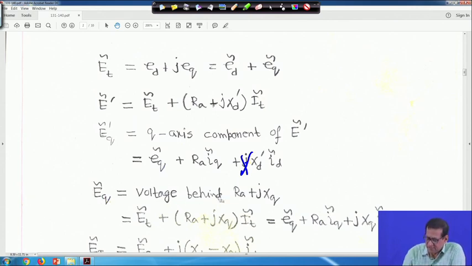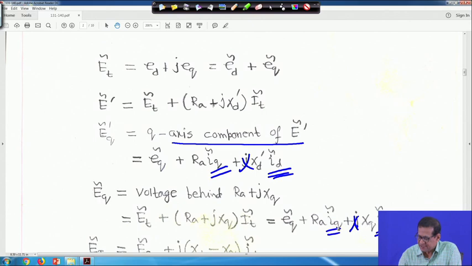Now, E_q tilde is equal to the voltage behind R_A plus j x_q. So, here also one j should not be there, it is E_t tilde plus (R_A plus j x_q) I_t. So, R_A, the q axis component, E_q tilde, R_A I_q plus j x_d I_d tilde, right. And similarly, E_q tilde, voltage behind R_A plus j x_q, is E_t tilde plus (R_A plus j x_q) I_t. It is correct, because we are already making I_d tilde and I_q tilde, and E_q tilde, all are in phasor quantity, right. So, this j should not be there.